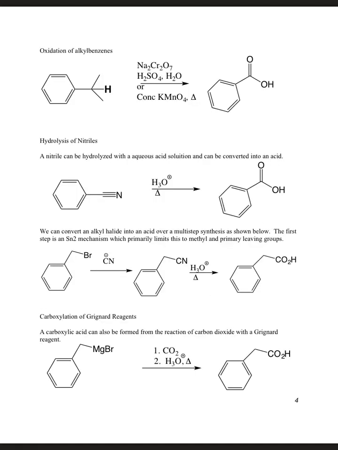We can also oxidize alkyl benzenes as long as there is 1 hydrogen on the benzylic carbon. We can add sodium dichromate or concentrated KMnO4 and heat. What we get out of either of those is that it will oxidize that benzylic carbon all the way up to benzoic acid. It doesn't matter what else is off of that carbon, as long as there is 1 hydrogen on it, we can oxidize it up to the carboxylic acid. We can hydrolyze a nitrile. Okay, we did it in the last section.